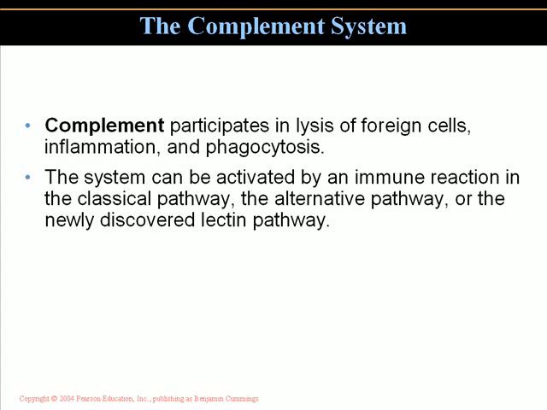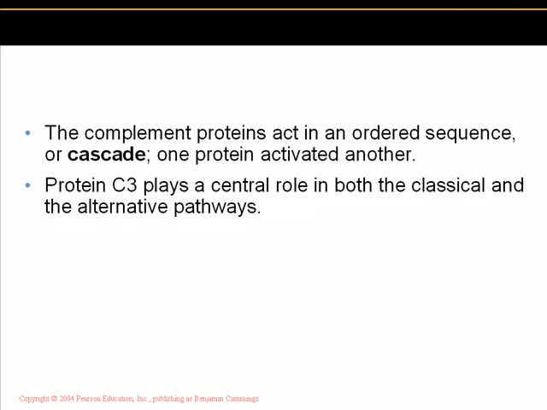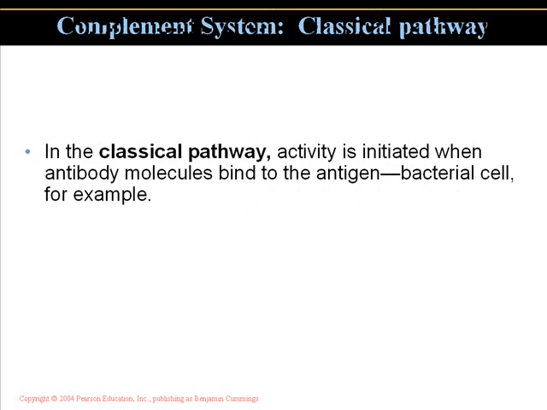The system can be activated by the immune reaction. There's a classical pathway, an alternative pathway, and then a newly discovered lectin pathway. It's the classical pathway and the alternative pathway which we'll focus more on. Complement proteins act in an ordered sequence. This is referred to as a cascade. One protein basically activates the other. The protein C3 plays a role in both the classical and the alternative pathway.